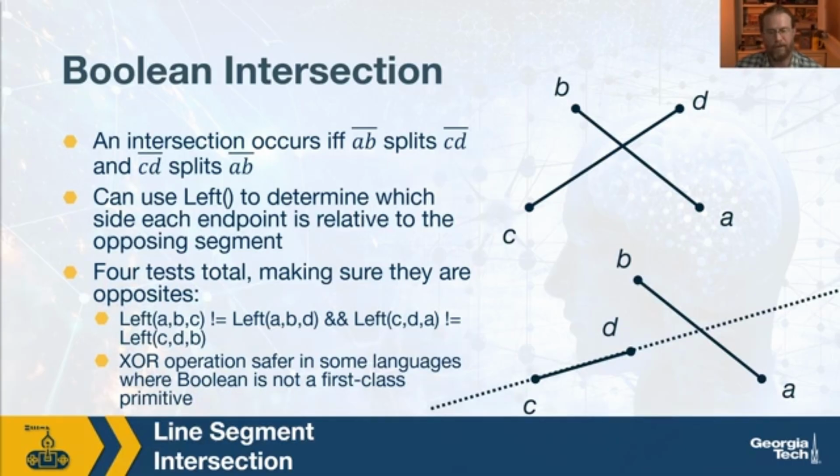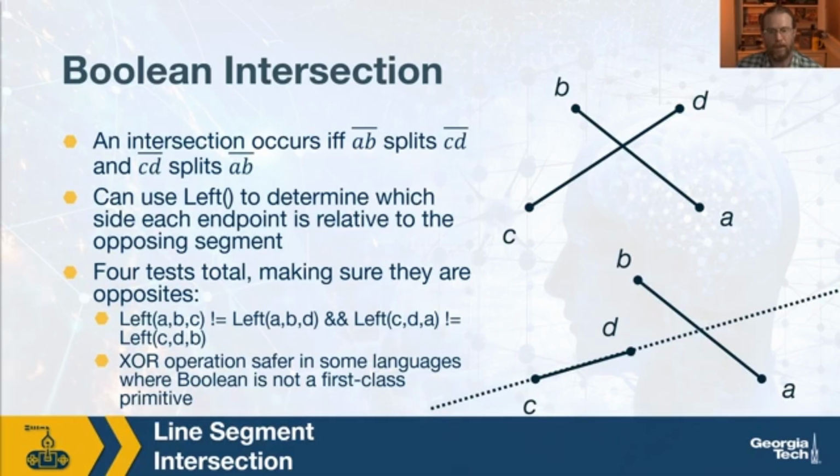And what you're looking for is that they're different. Whichever line you're considering as the splitter, you want one call to left to be true and the other to be false, or vice versa. So that is 4 total calls to left, and you make a comparison that they're not equal, or the XOR of each. And that's all you need.